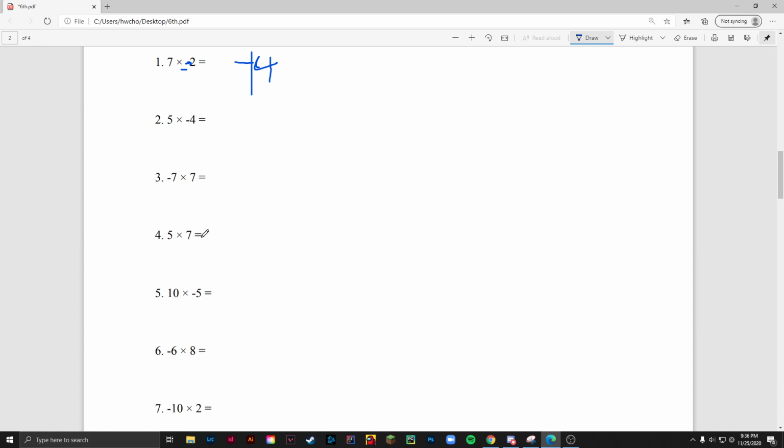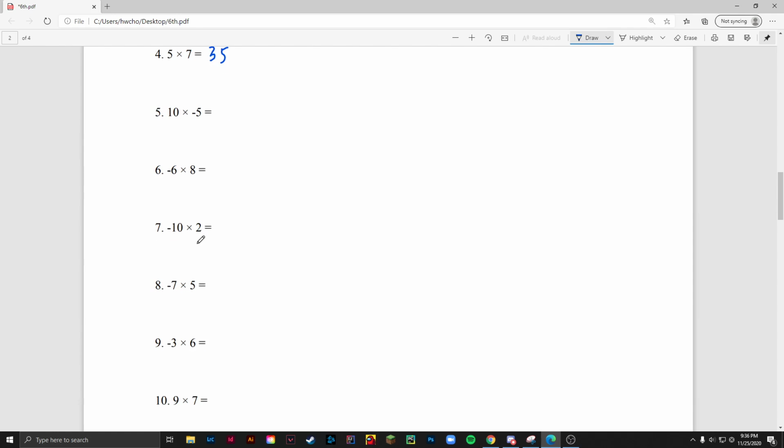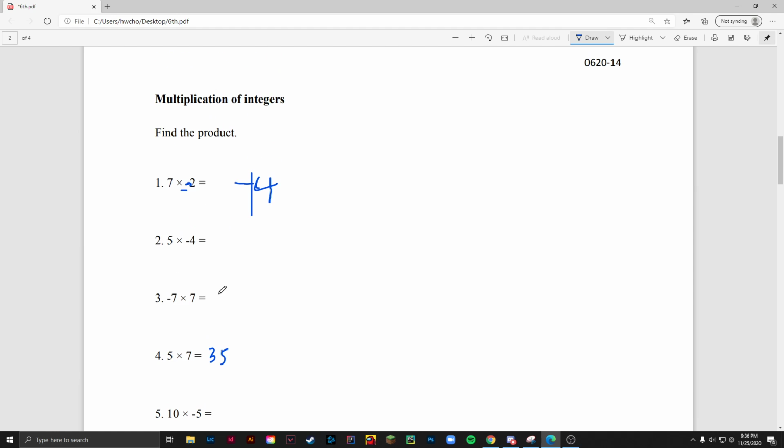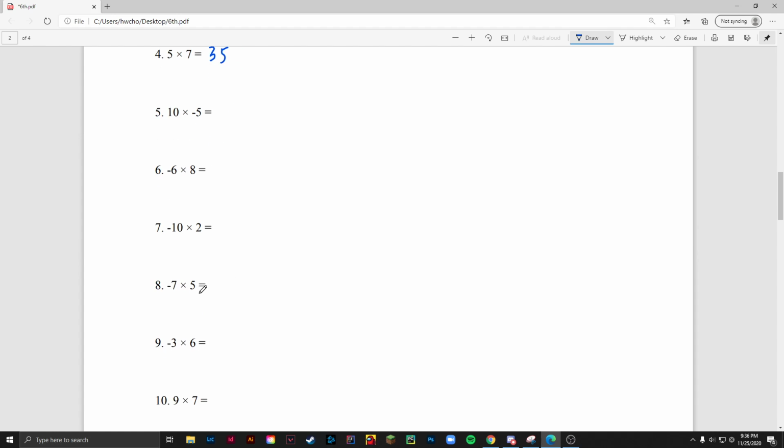Okay? Let's take another example. 5 times 7. There's no negatives here, so it's just 35. Just as simple as that. Another one. Negative 7 times 7. We know what 7 times 7 is. It's 49. But since we have one negative, and it doesn't matter whether it's to the front or the back, the product will be negative. Okay? For instance, I know there isn't one here, but if it was negative 3 times negative 6, it would have been positive 18. Because two negatives make a positive when multiplying. Okay?